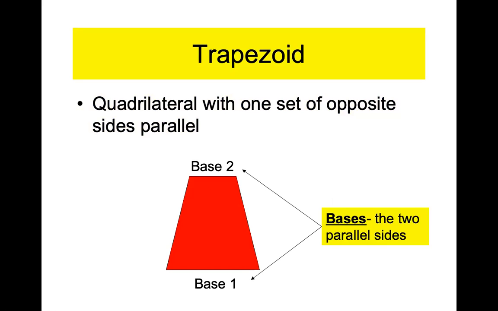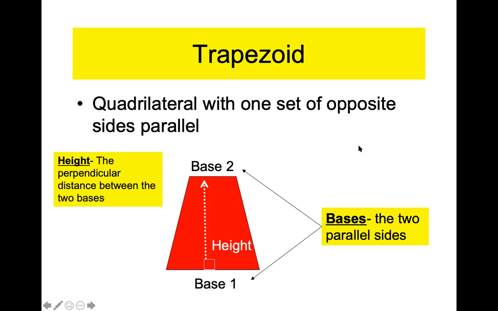So the bases are the 2 parallel sides. The perpendicular distance between the 2 bases is called the height. Okay, that makes sense. What I haven't told you or shown you before is that we actually have names for the other 2 sides. And the other 2 sides are going to be called, oh, there's the definition of height. The other 2 sides are going to be called the legs of the trapezoid.